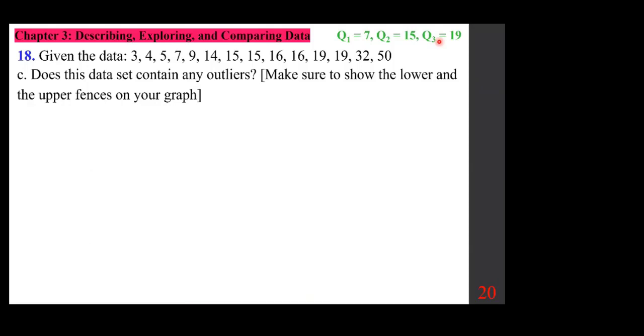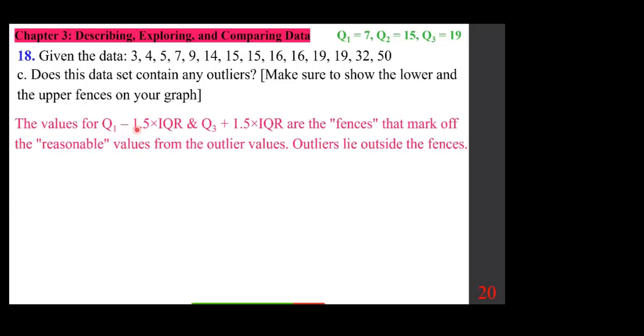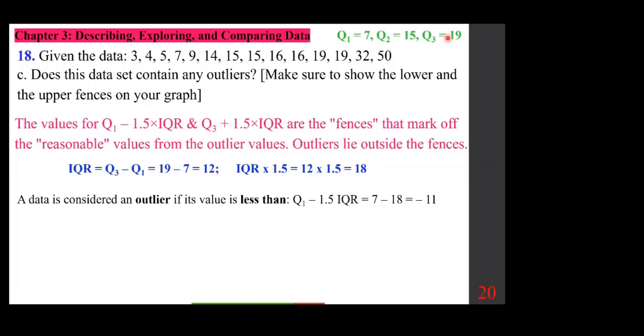So let's calculate all of those: Q sub 1 minus 1.5 times IQR and Q sub 3 plus 1.5 IQR. IQR is simply Q sub 3 minus Q sub 1. We have those values from the previous page. So it's 12. We multiply this number by 1.5, and it's 18. Now we subtract this number from Q1 and add this number to Q sub 3. Those are the numbers that give us the proper range. Anything outside is out. When we subtract 18 from Q sub 1, it gives us negative 11. When we add it to Q sub 3, it gives us 37.